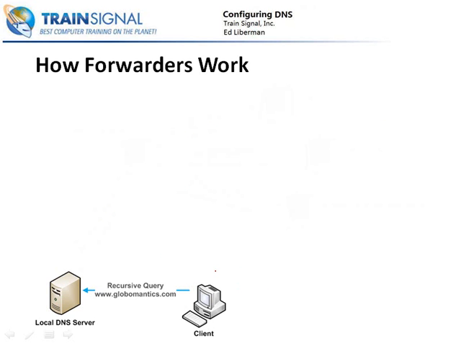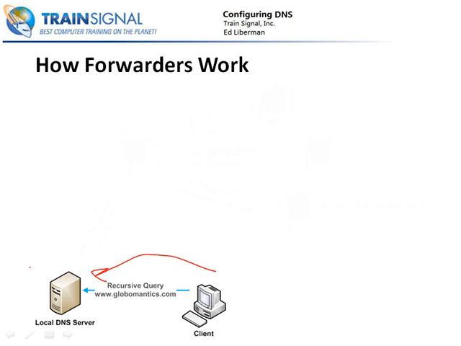Client makes a request, or a recursive query, of its local DNS server. Now, the local DNS server doesn't know the answer to www.globalmantics.com, but it has been configured with the IP address of another DNS server. Unlike all those iterative queries we saw a moment ago on the internet, where we just send back and say, no, go ask this other guy. If this was an iterative query, then the local DNS server would respond back with, go ask that other guy. But it's a recursive query.